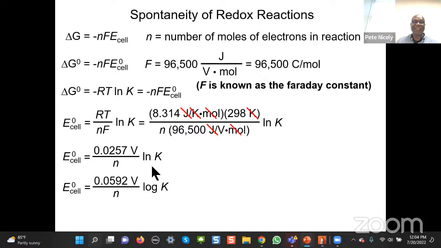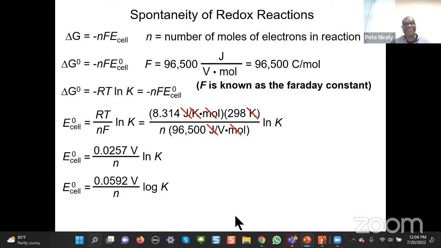And because of the relationship between ln K and log K, this equation becomes this equation. So these two would give the same results if you plug in the value of N and K into either of these equations, you're going to get the same value of the standard EMF of the cell, all right? So this shows you the relationship between the, I keep saying the rate constant, the equilibrium constant and the standard EMF of the cell, all right?